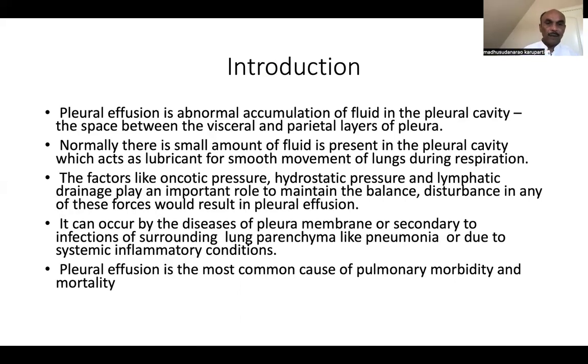Well, it is formed across the hydrostatic pressure. There is the pressure gradient between the capillaries and the interstitial space, and the fluid is formed across the pressure gradient. Normal fluid in the pleural space is of low protein content. Its protein content is around 1.3 grams per cent. It is a transudate that is formed normally.